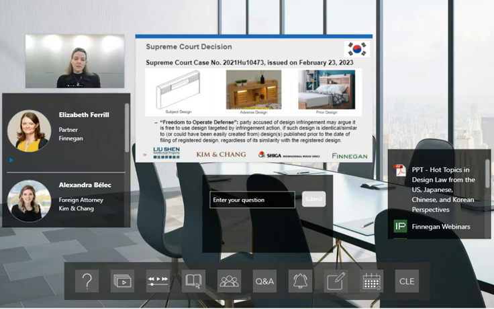So in the invalidation action, the owner of the design registration claimed the exception to loss of novelty, and it turned around, and in the scope confirmation trial, the owner of the design registration argued that the defendant could no longer rely on the freedom to operate defense, since it had claimed the exception to loss of novelty in relation to the prior disclosed design.